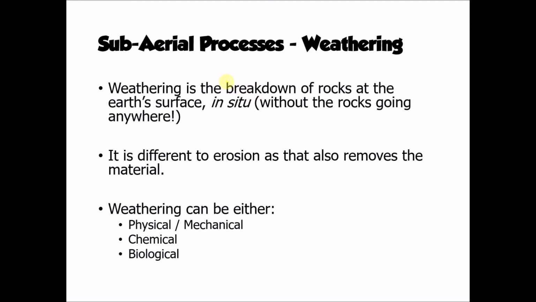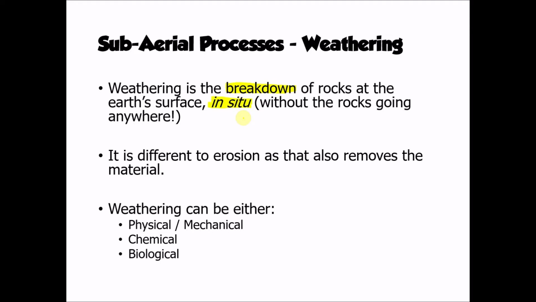Weathering is the breakdown or the weakening of rocks at the Earth's surface, what we call in situ. Okay, that basically means without the rocks going anywhere. So weathering makes the rocks weaker. Erosion weakens and removes those rocks. So weathering doesn't cause the rock to go anywhere, it just makes it weaker and makes it disintegrate. Okay, so erosion also removes the material.